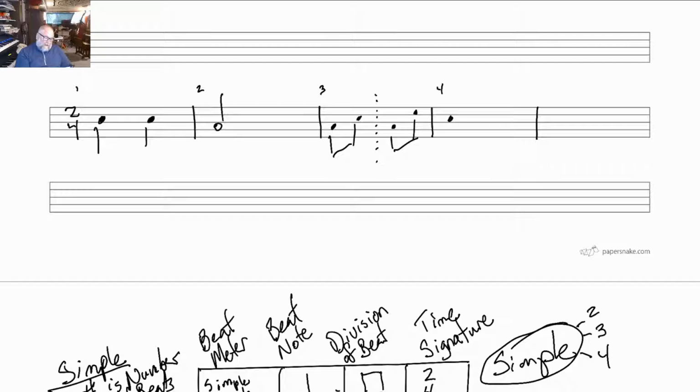You could have a dotted quarter and an eighth. You could have an eighth, 2 16ths, and 4 16ths. Which way should my stem go? It should go this way. Okay, so this is an example of all the different ways you could write rhythms in 2/4 time.